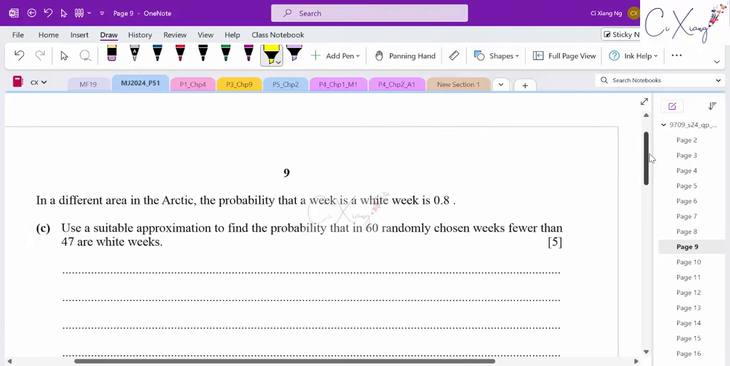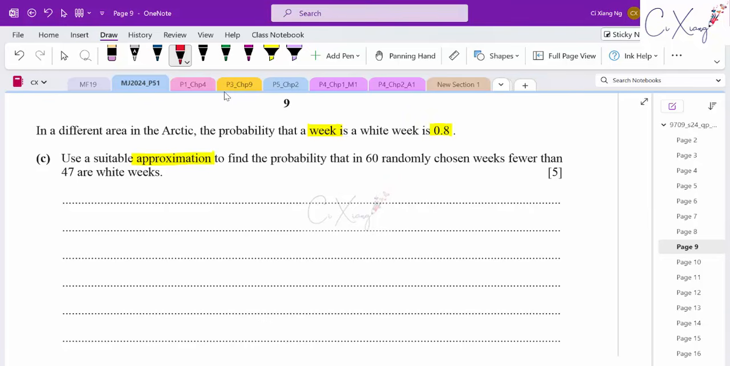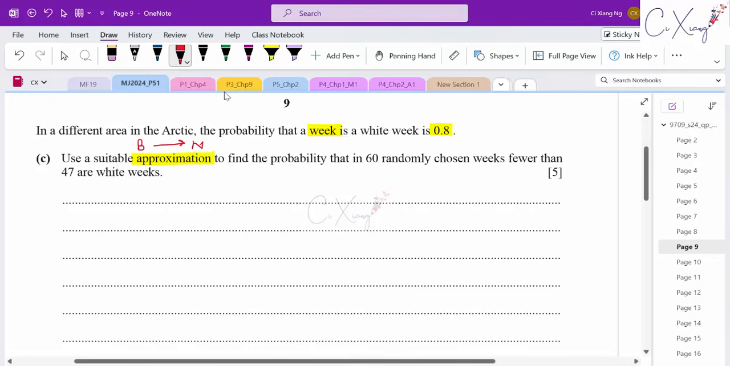That's talking about another area in the country. The probability that a week is a white week is 0.8. So they are still talking about the week. Use a suitable approximation, highlight the keyword approximation. For AS Stats 1, we have only one kind of approximation, which is from binomial to normal. So you see this keyword, I think it is very obvious already. Start from binomial and change it to normal.